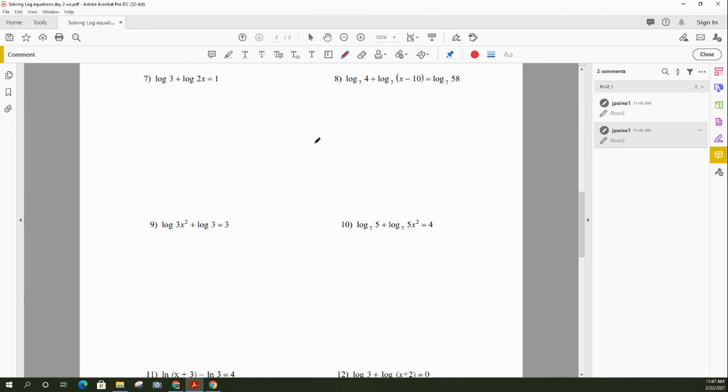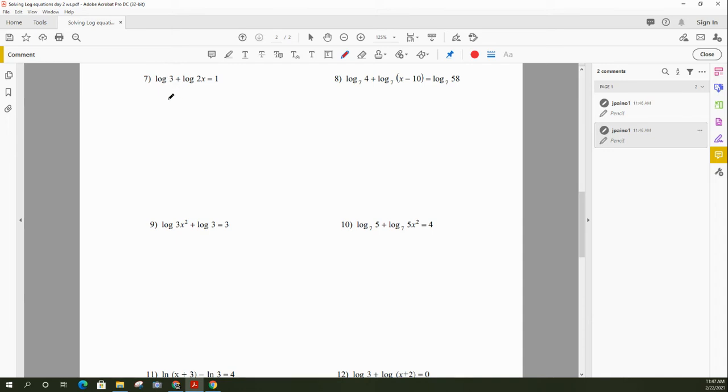All right, number 7. Okay, now I've got an issue. There's 2 logs, so I can't just rewrite it. So I've got to condense these. To condense this, I'm going to need to use the property, which again, you got to remember, these are exponents. When did you add exponents? When you were multiplying. You multiply exponents together when it's power to the power, but you add exponents together when you're just multiplying bases, right?